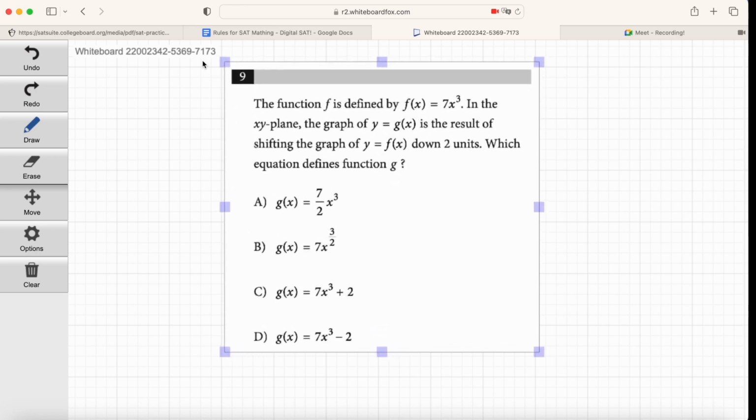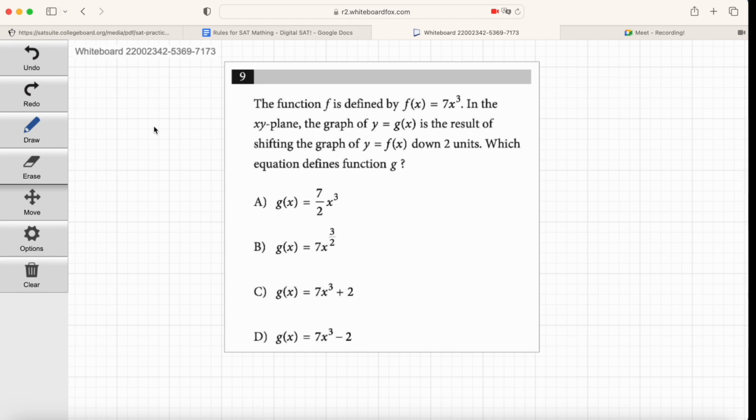This is kind of a scary looking question. Go and read question number 9. We're going to break this down together. The function f is defined by f of x equals 7x to the third power. In the xy plane, the graph of y equals g of x is the result of shifting the graph of y equals f of x down 2 units. Which equation defines function g?